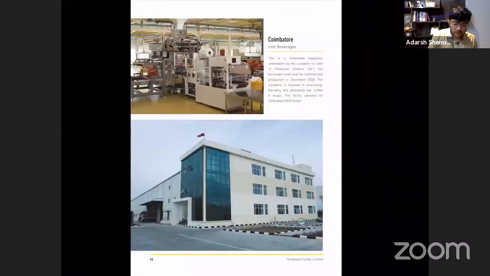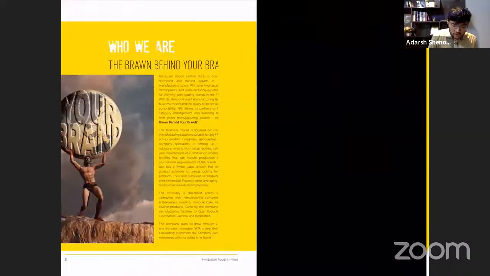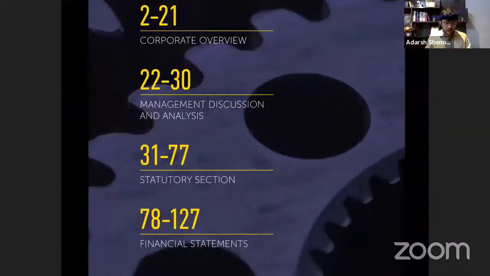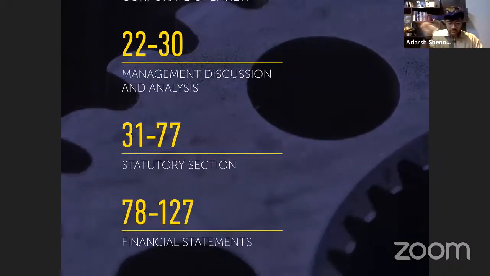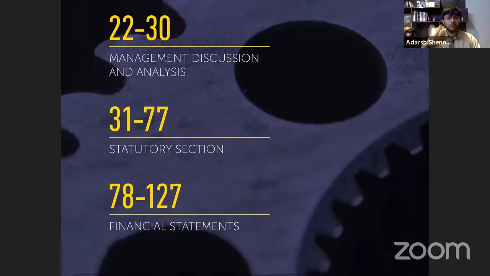Coming back to the table of contents of this annual report. Here we said they spoke about all these products in the first section, the corporate overview. They told you about all this. Then they went to management discussion: what does the board of directors think about the company and its future? Then they started saying about the statutory section. This was required as per the law.